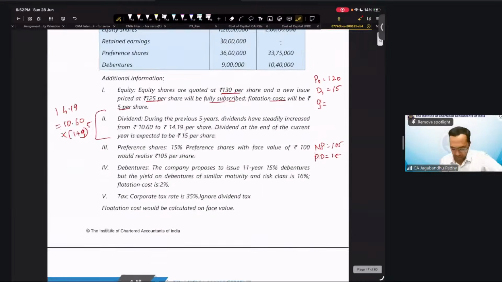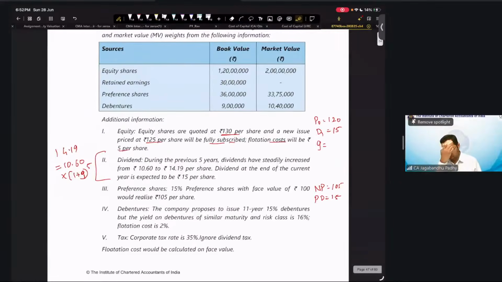Now, this is something which is challenging, but I hope we will be able to get the cost of equity and cost of preference share. Can we calculate the cost of equity and cost of preference share? Yes. So please go ahead and calculate that. Then I'll tell you how we look at the cost of debentures. Just solve the cost of equity and cost of preference share, guys.